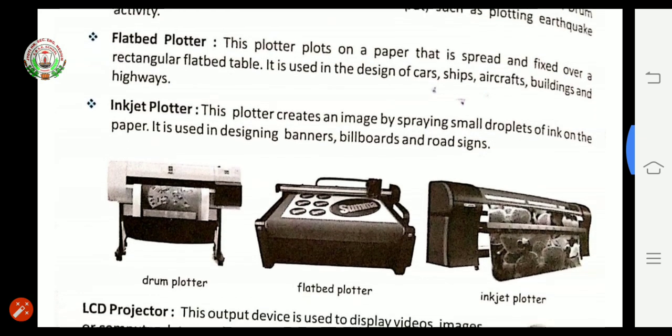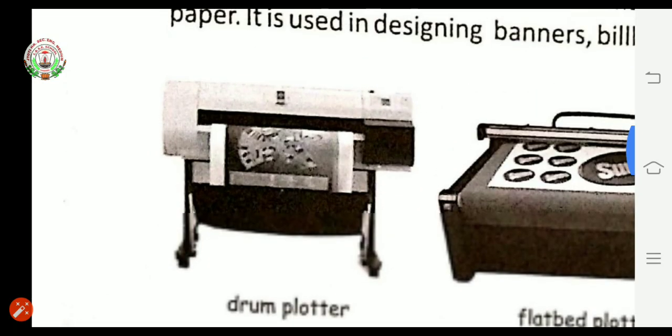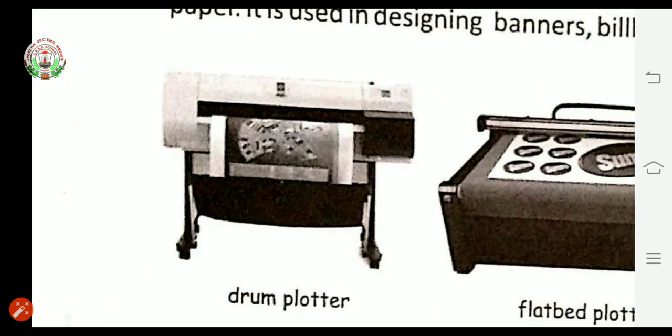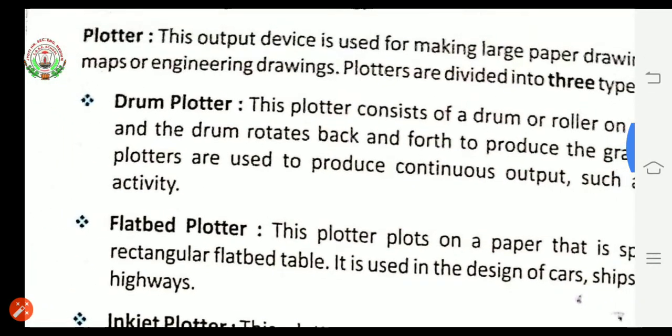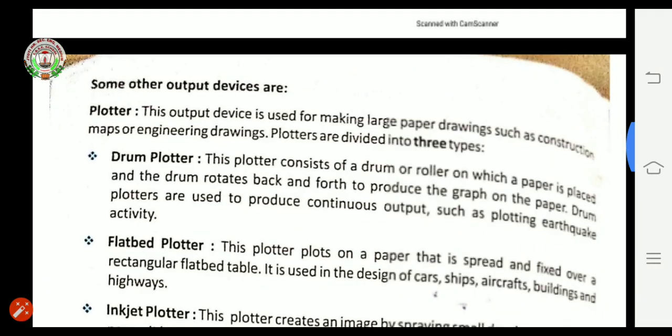Now here first we can see the picture of the drum plotter. This plotter consists of a drum or roller on which a paper is placed, and the drum rotates back and forth to produce the graph on the paper. Now how does it work? This plotter has a drum or a roller on which the paper is placed, and this drum rotates back and forth. It will go back and then it will come in front again, and likewise it will make the graph.